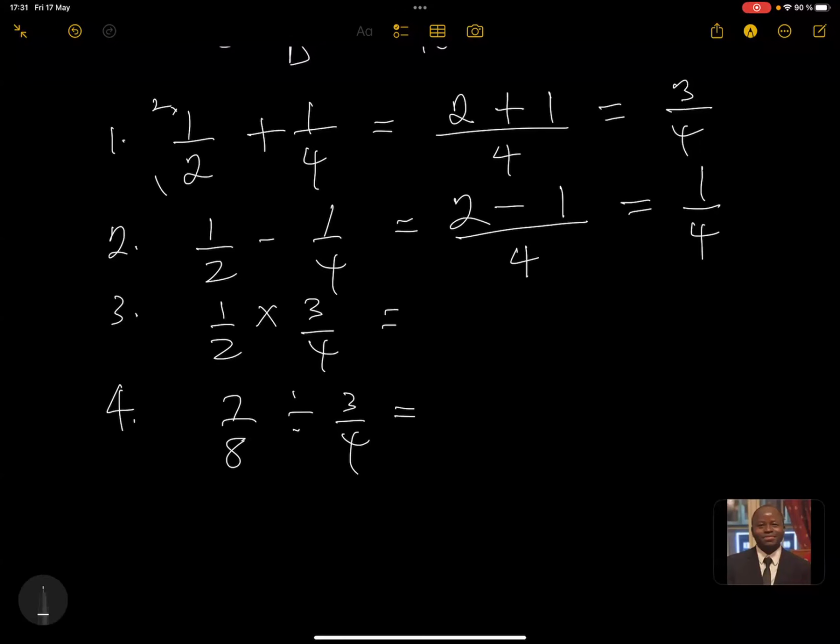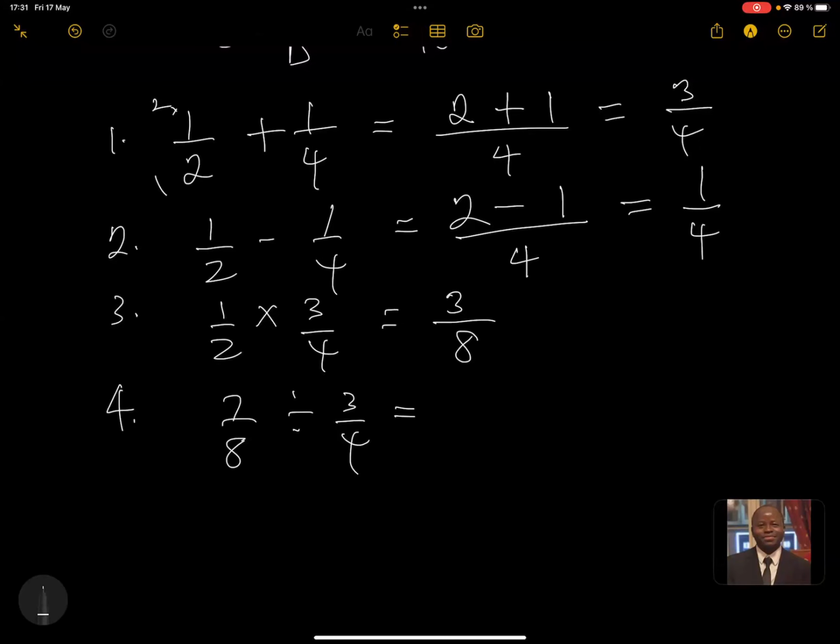So the next problem is about multiplication. Multiplication is the most direct operation to perform when you are dealing with fractions. You just multiply straight through. You multiply numerators by numerators and denominators by denominators. So in this case, 1 times 3 is 3, divided by 2 times 4, which is 8. So the answer is just 3/8. As simple as this. This is not something very hard.